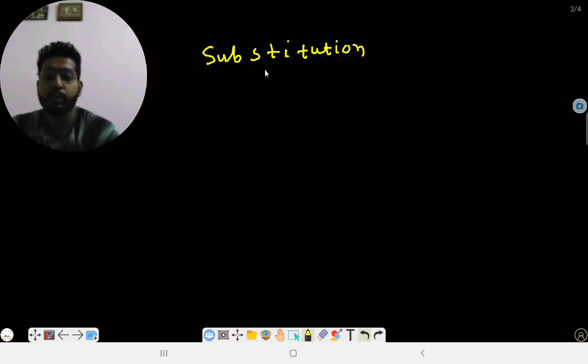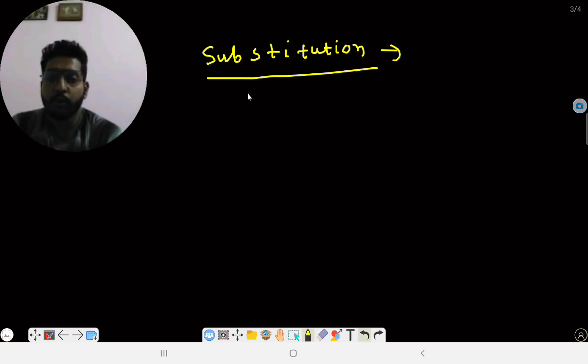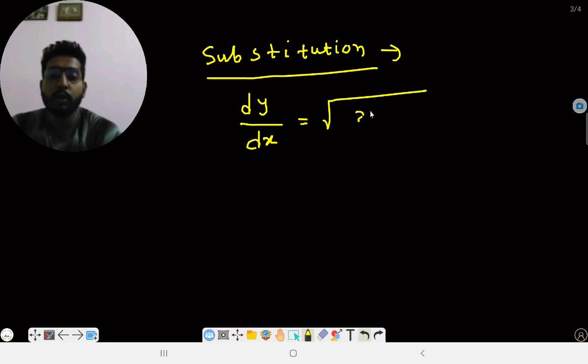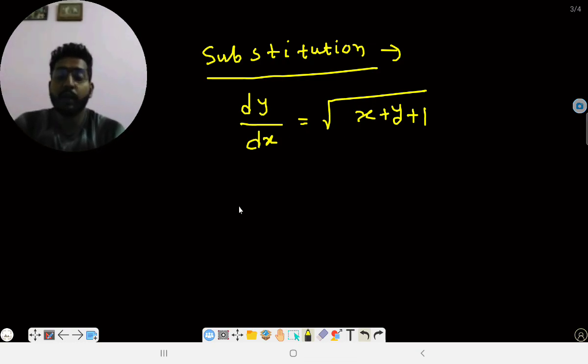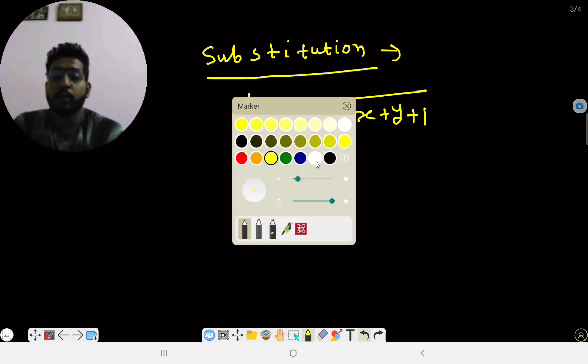Now what is substitution? That means you have to substitute something. Suppose I am giving one problem: dy/dx = root of (x + y + 1). Now I have to solve this one. You try to separate it, but it will not separate, because it is root over x + y + 1. If I separate dy with y and dx with x, it is not possible.